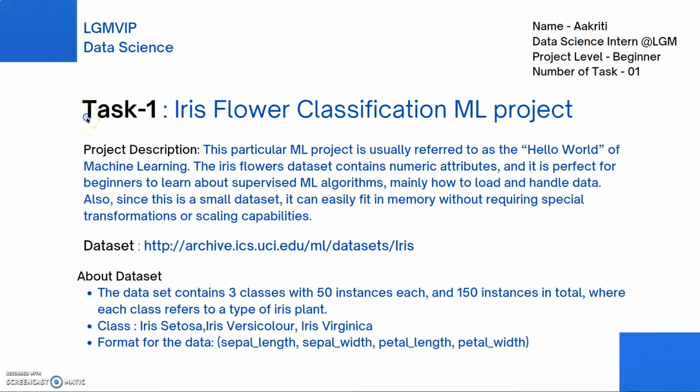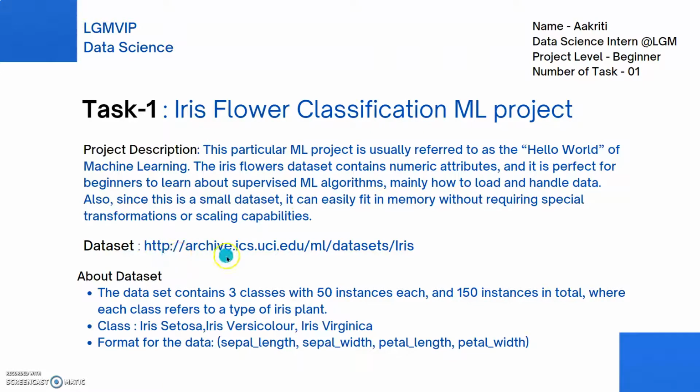Hello everyone, I have completed task 1, iris flower classification using machine learning. So basically it is a beginner level project where one can understand about supervised and unsupervised machine learning. And after performing certain machine learning algorithms, we can classify and identify different species of iris flower.